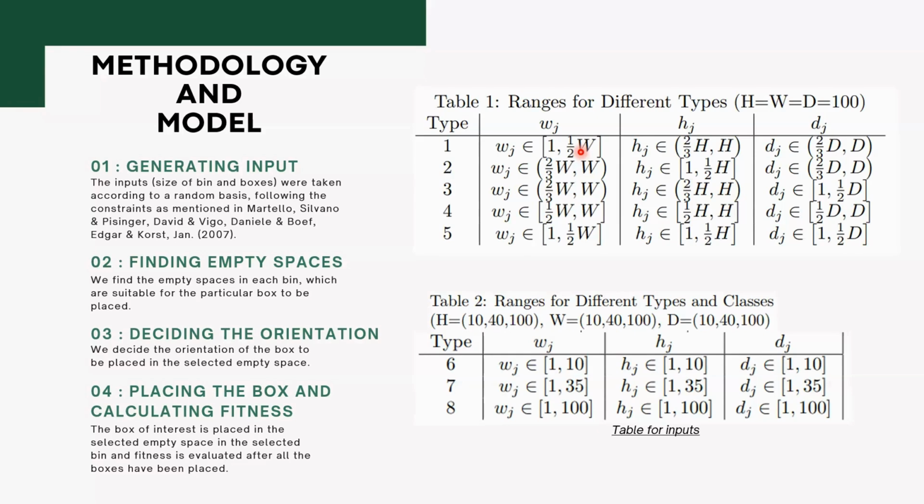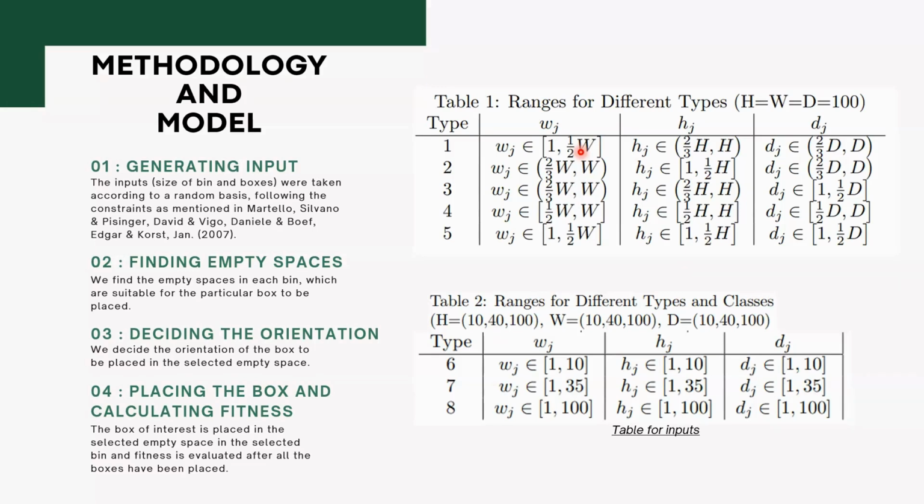Secondly is finding the empty space. Once we generate the input, we go through each of the boxes and address them individually. For each box, we check its generated dimension, the initial orientation, and then for each box, we go into each of the bins and find empty spaces in each bin, to find the space where we can easily fit the particular box with a certain orientation.